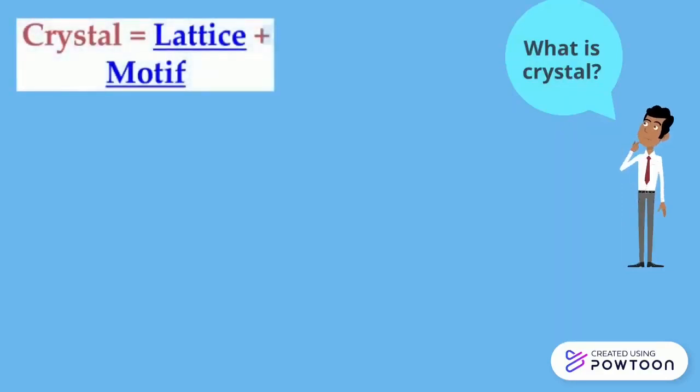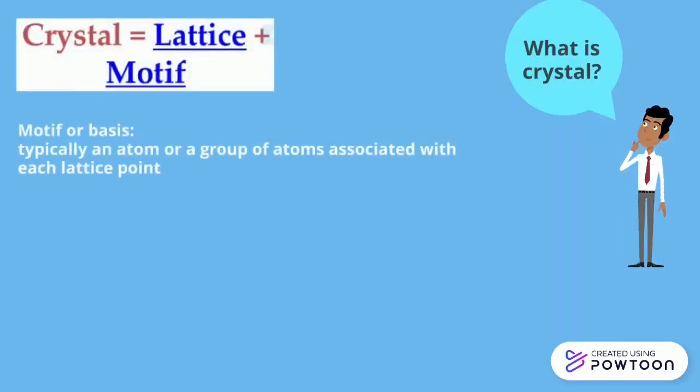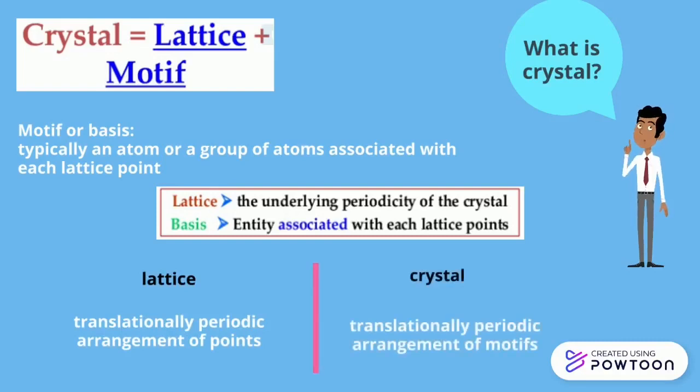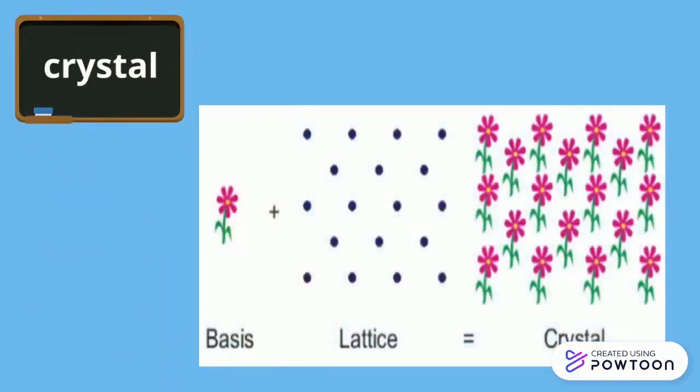Crystal is the product of lattice plus motif or basis, typically an atom or a group of atoms associated with each lattice point. Lattice is the underlying periodicity of the crystal, while basis is the entity associated with each lattice point. Lattice is a translationally periodic arrangement of points, while the crystal is a translationally periodic arrangement of motifs. Let's take a look at an example of crystal. Basis plus lattice equals crystal.